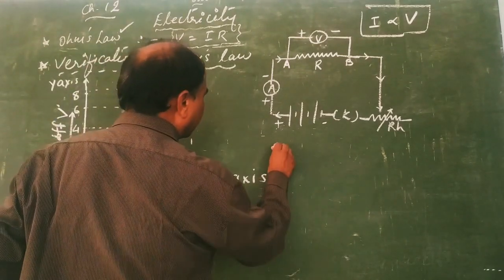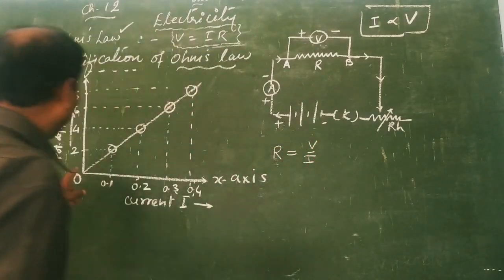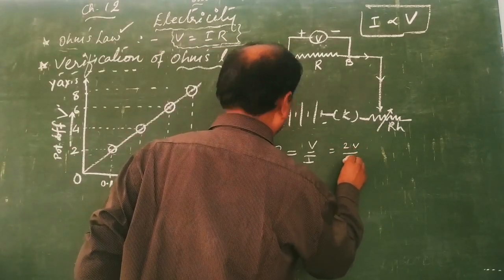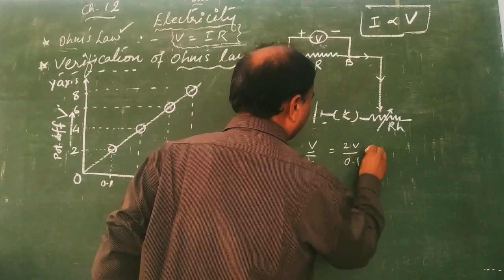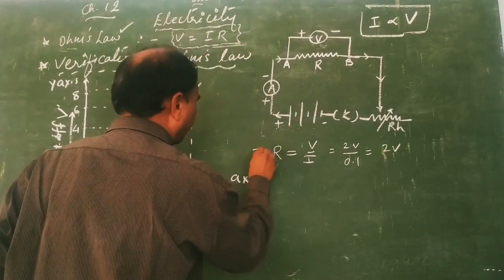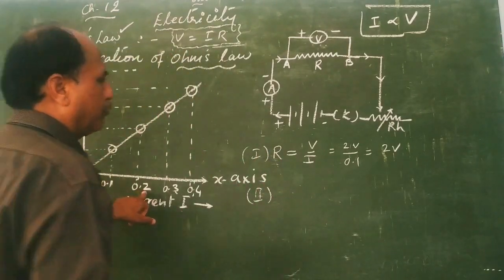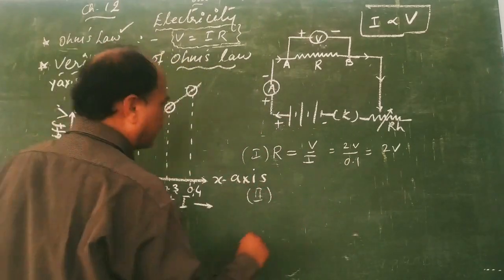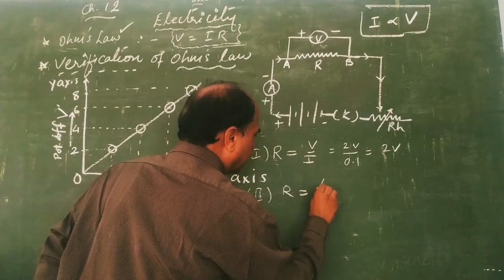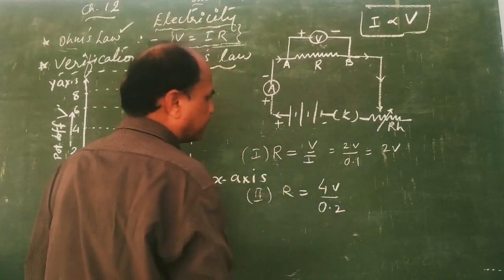Since what is the relation? R is equal to V by I. Now, what is the first potential reading? If I take 2 volts here, the current is 0.1. So we get R equals 2 volts divided by 0.1 ampere, that is 20 ohms. What is the second reading? 0.2 ampere, and the potential is 4. So R equals 4 volts divided by 0.2.